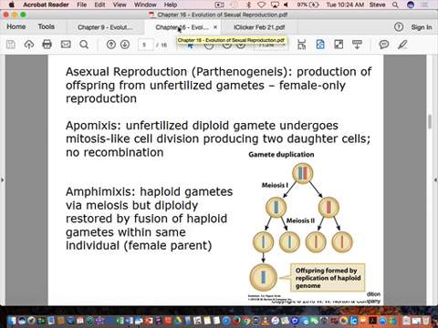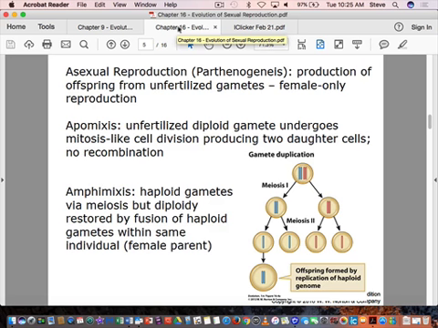Asexual reproduction, often called parthenogenesis. This is the production of offspring from unfertilized gametes, and it usually means female-only reproduction. So all of those things I showed previously, when you go into those populations, they're all female. Okay? There are no males there. We're just going to focus, I'm not going to go through all these details.